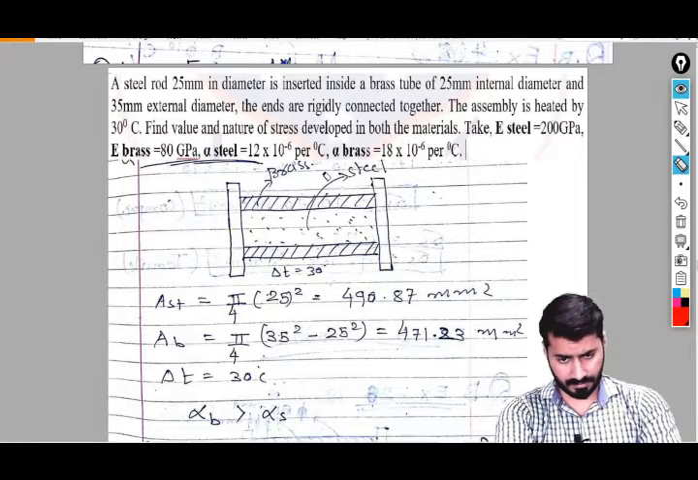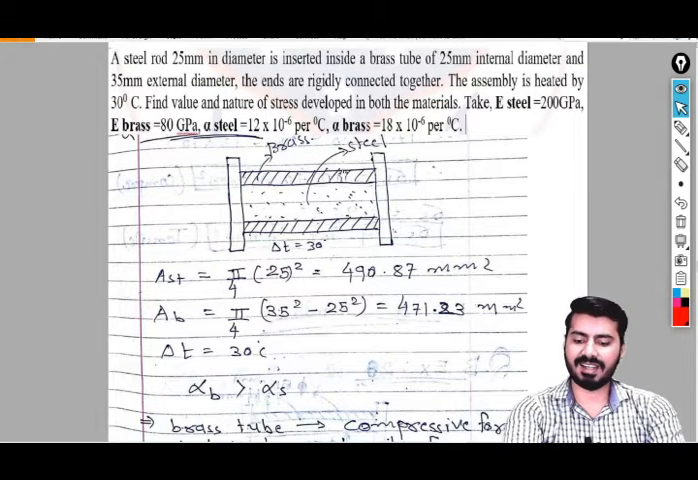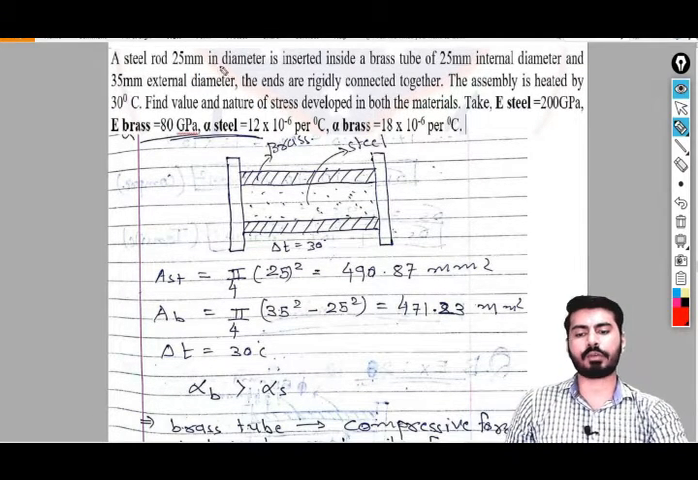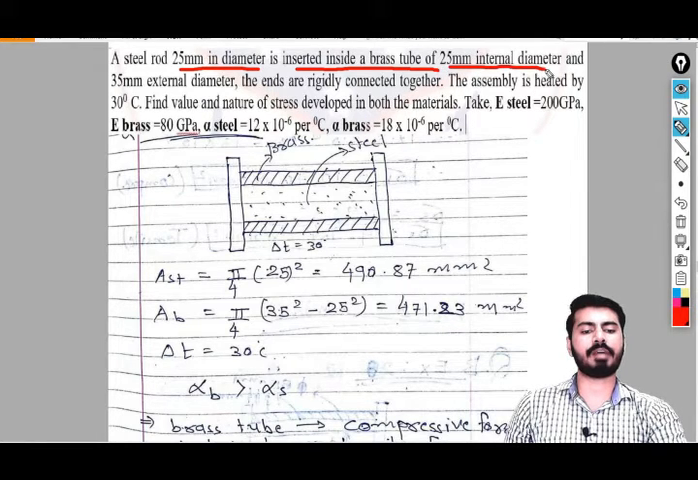Okay, as you can see, the data itself indicates that a steel rod of 25 mm in diameter is inserted inside the brass tube. So the outer material is the brass tube and the inner material is the steel rod. The brass tube has a 25 mm internal diameter and a 35 mm external diameter.